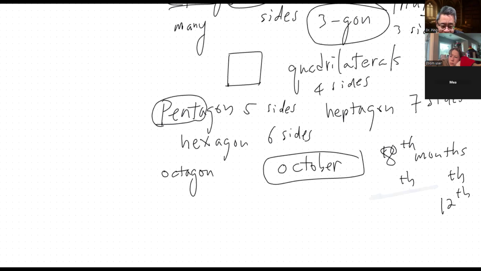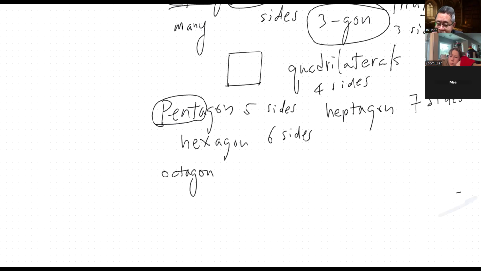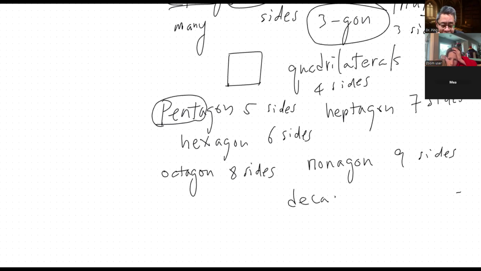Okay, octagon, eight sides. And then the ninth, kind of like November, they call nonagon. Just think about October, November, instead of the months, just say octagon, nonagon, and that's nine sides. And kind of like December, we got decagon, and that's 10 sides.